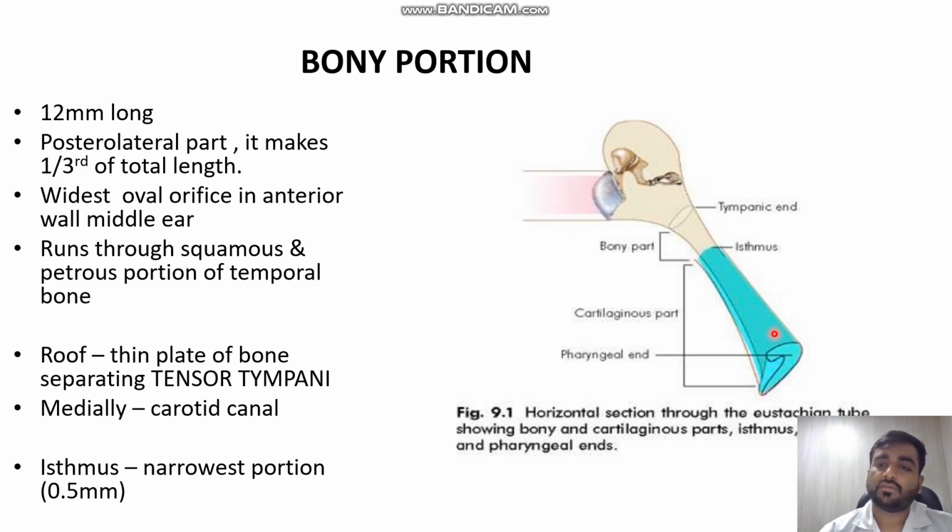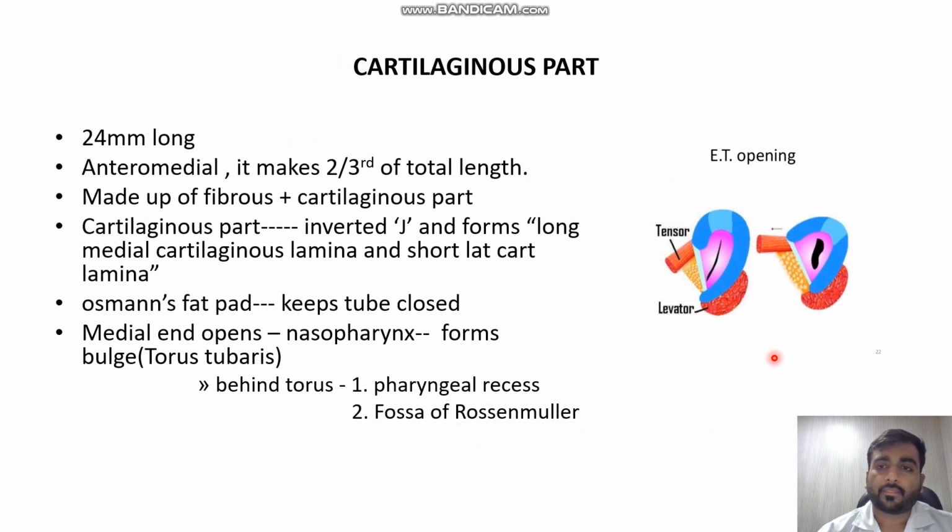Now we are discussing the fibrocartilage portion of the Eustachian tube, which is 24 mm long. It is situated anteromedially, and it makes up 2/3 of the length of the Eustachian tube. Now we are discussing the cartilage part. The cartilage is an inverted J shape. There is a long medial lamina and a short lateral lamina. Between the two laminae there is an elastic hinge.